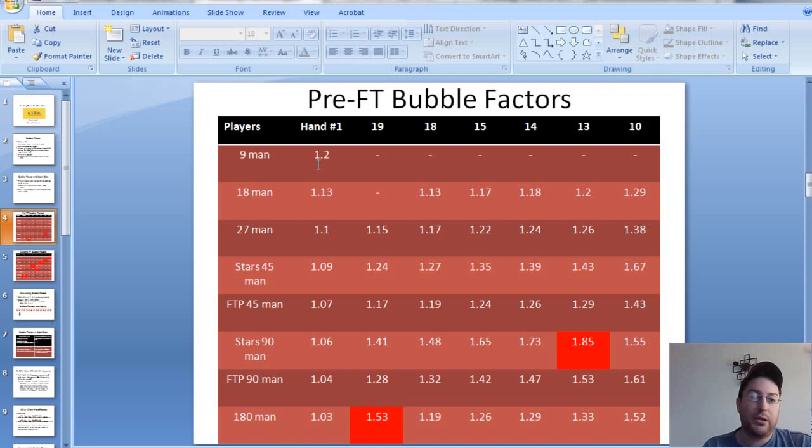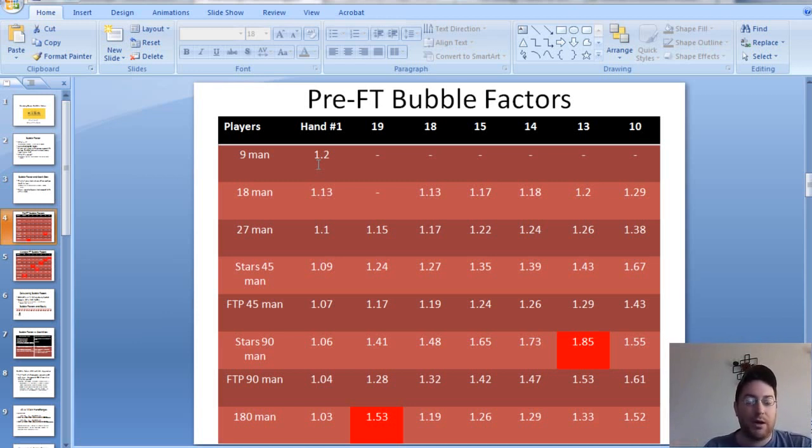I'm going to get into a calculation after I go through these numbers about what that actually means, and we're going to give actual equity percentages. I think everybody's more comfortable talking about needing 40% equity or 50% equity to justify a call based upon pot odds. This bubble factor is then going to be injected into the pot odds calculation to give you a real equity percent that we need.